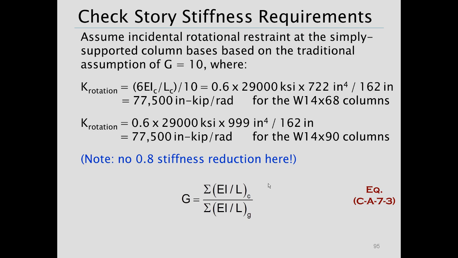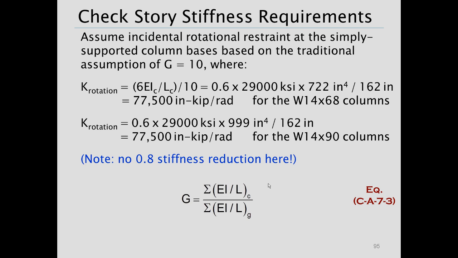Okay, so if we do that here, we get 77,500 inch kips per radian for the W14 by 68 columns. We're going to get, this looks like a typo. The calculations are correct, but I think I ended up doing a copy-paste here on the 77,500. And so I think that's a little bit larger value for the W14 by 90 columns. Notice that there is no 0.8 stiffness reduction here. We're basically going to be looking at service drift.